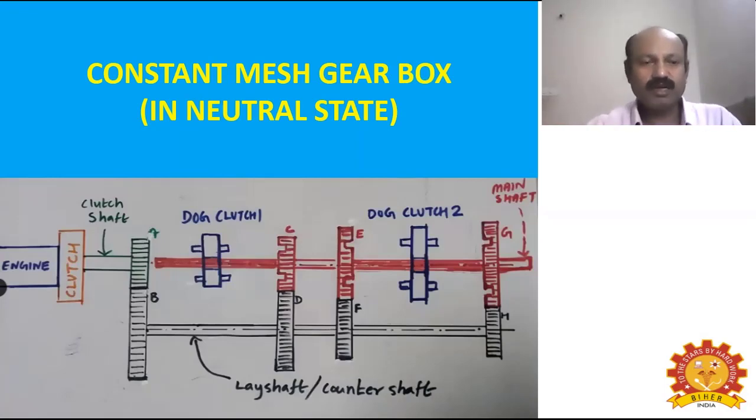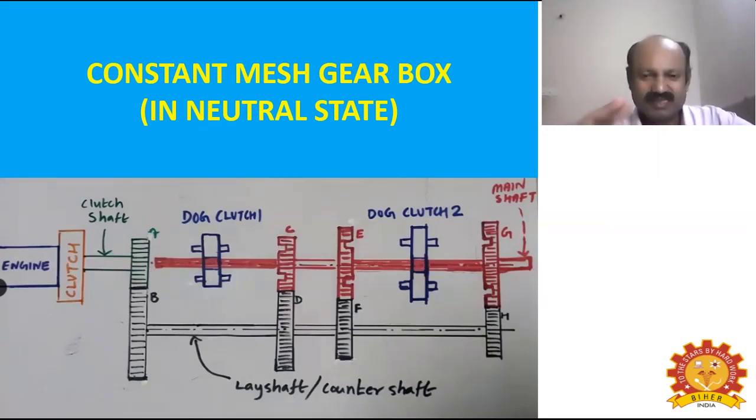Now, as usual, construction wise, this is a difference. Here also, the engine drives the clutch shaft, and the clutch shaft gears are there, and the lay shaft has 4 gears which are permanently fixed. Here the main shaft gears are simply rotating over the main shaft. They are simply rolling over the main shaft.